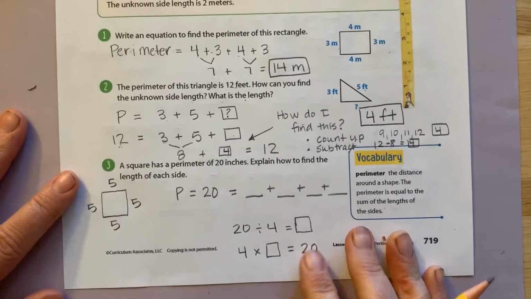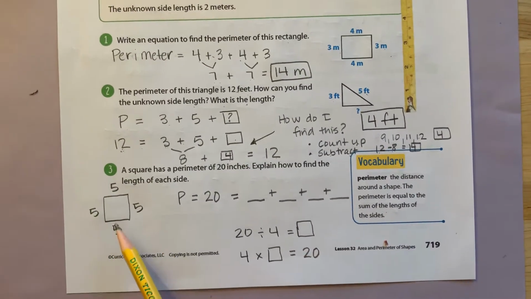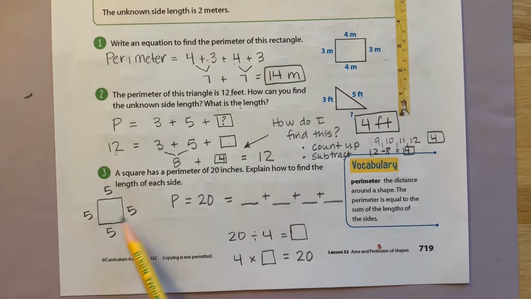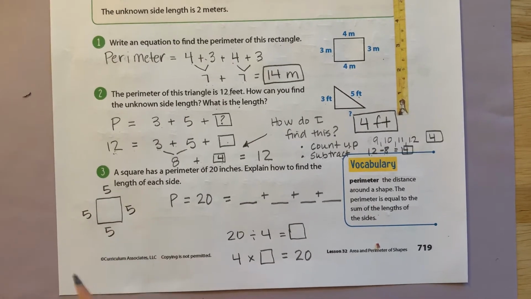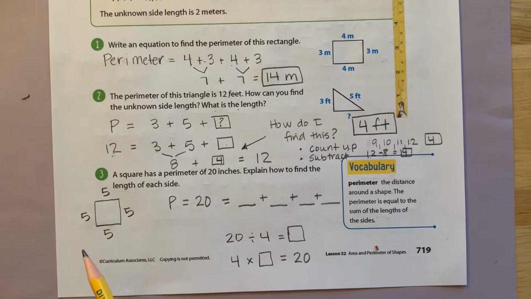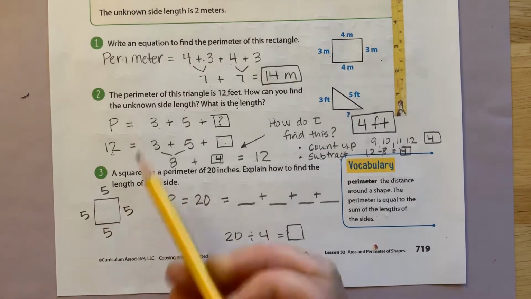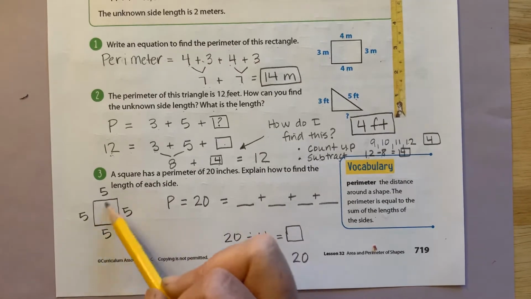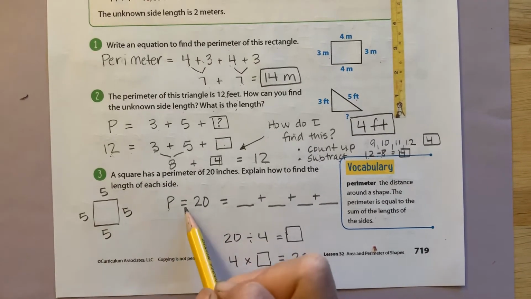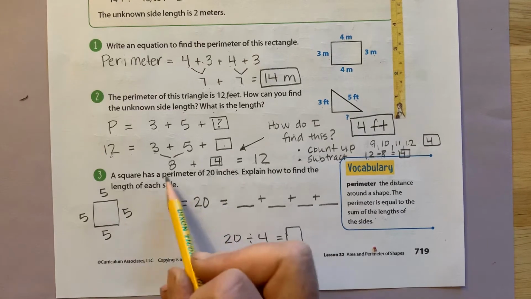Okay, and number 3, did you get 5? If you did, awesome job. Pat yourself on the back. If you did not, let's look at what you could do to fix it. A square has a perimeter of 20 inches, so I drew myself a square. I also wrote that perimeter is 20 because they told me that.